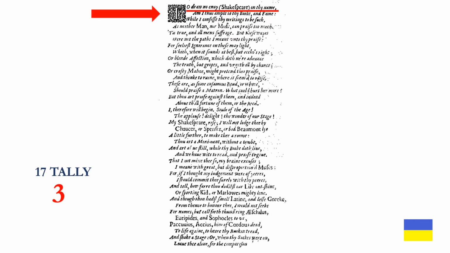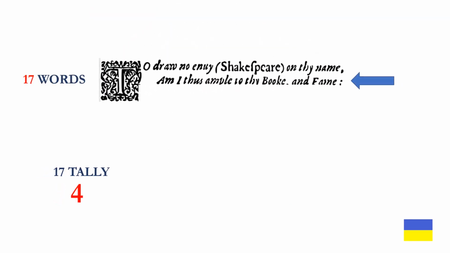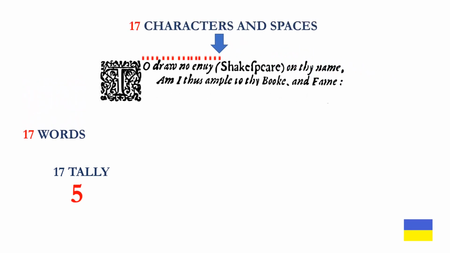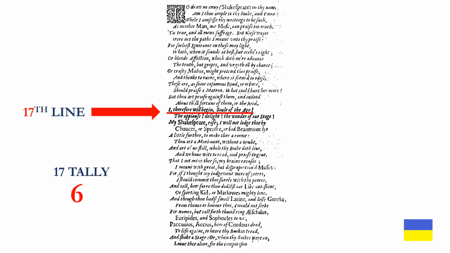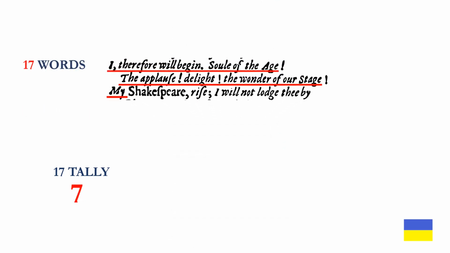Next, we'll look at the first couplet. It has 17 words, giving us a tally of 4. There are also 17 characters and spaces from the decorative T to the uppercase S in Shakespeare. Jonson began his poem on the 17th line. And there are 17 words from the beginning of that line to the name Shakespeare.